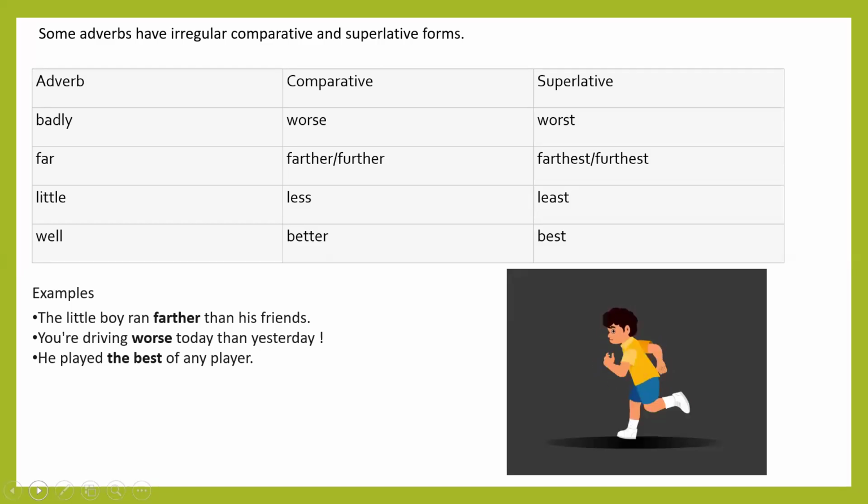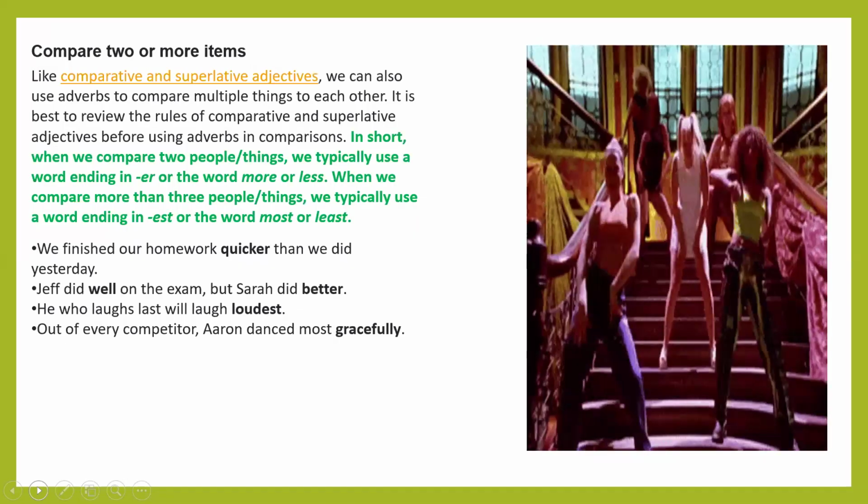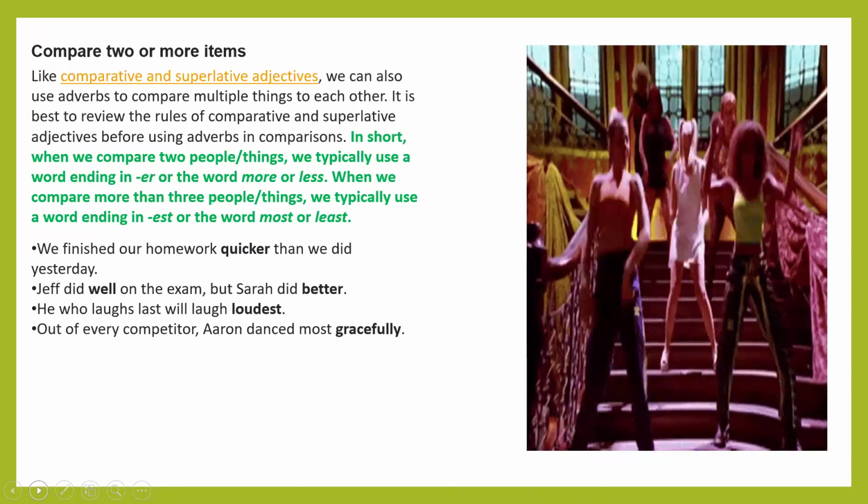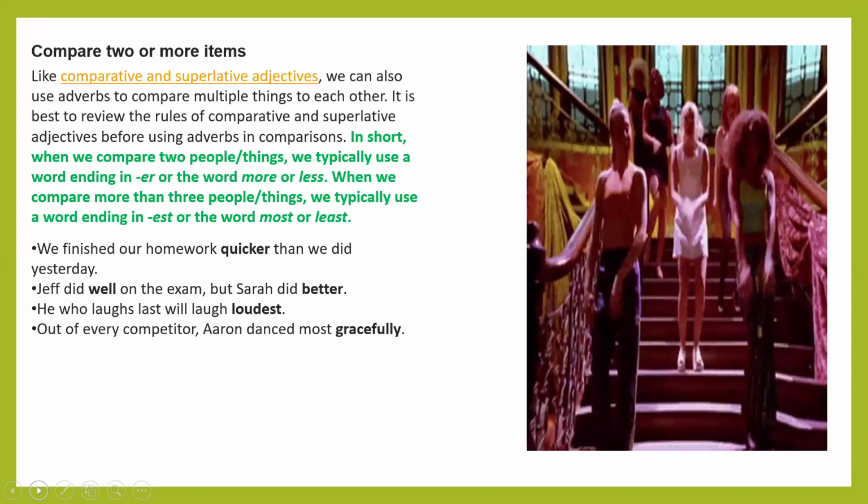Examples are: The little boy ran farther than his friend. So farther is a comparative form. You are driving worse today than yesterday. Worse is a comparative form. He played the best of any player. So best is a superlative form of adverb. So we compare two or more items. Let's look at a few more examples.